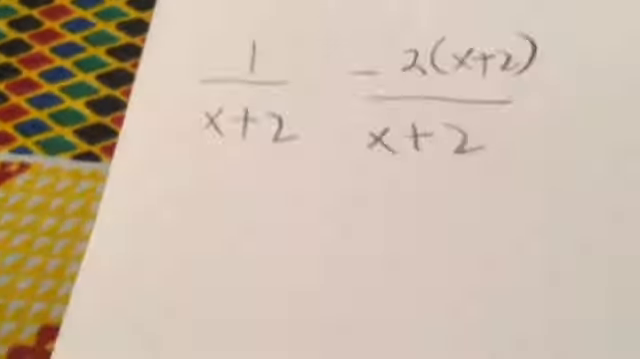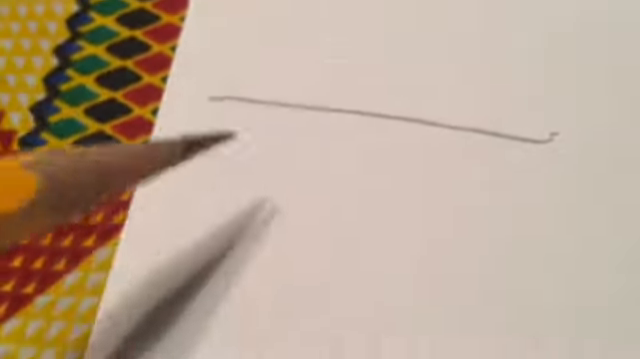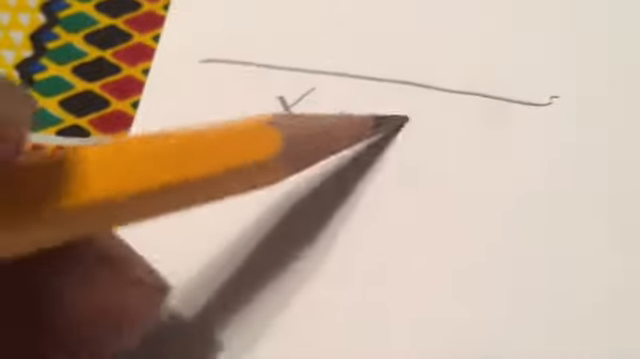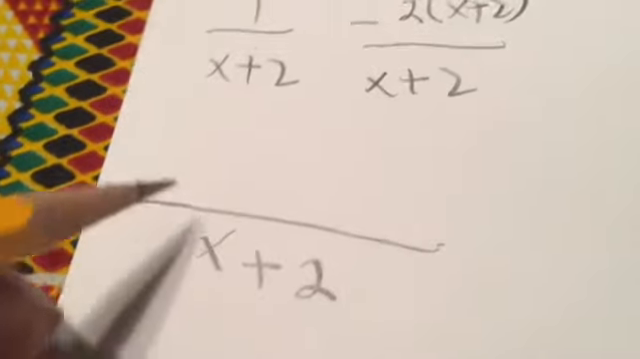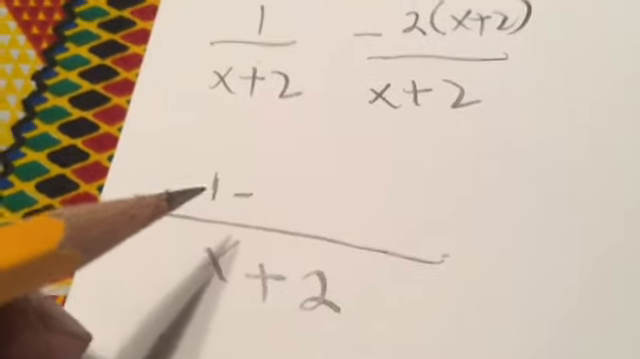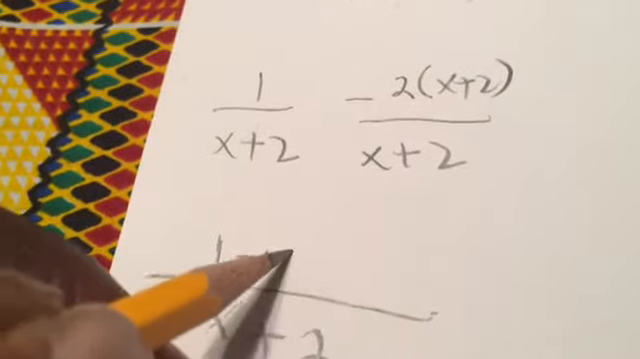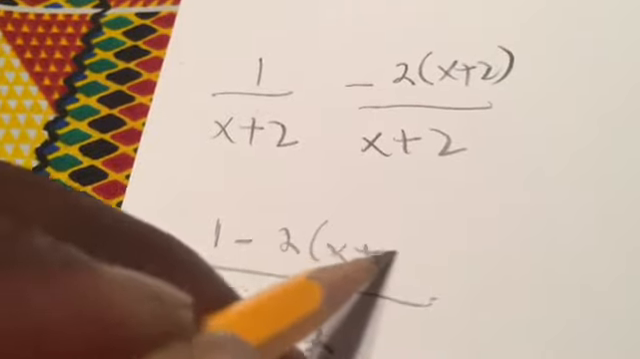And then we can put these two fractions together. Since they have the same denominator, we can just put them over one single denominator, which is x plus 2. Once you get them all the same, you just put them together, because that's the whole point. So it's 1 minus 2 times x plus 2, over x plus 2, right?